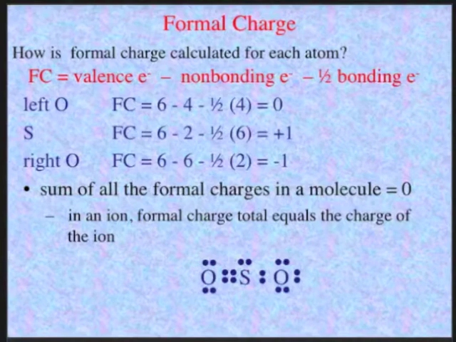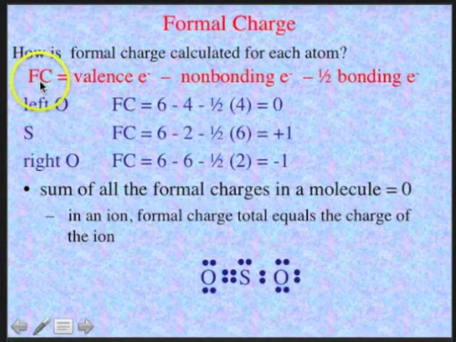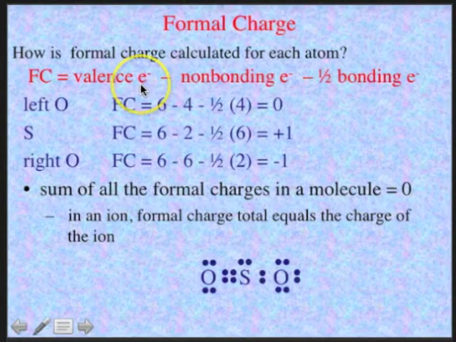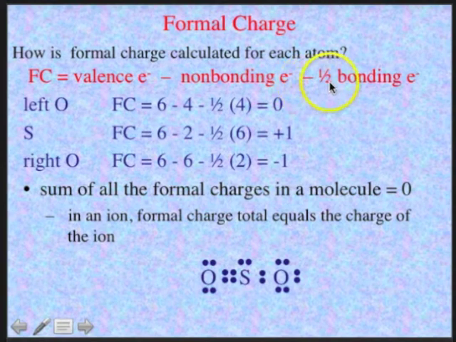So how is formal charge calculated for each atom in a molecule or ion? It's simple. Formal charge equals the valence number of electrons of that atom minus the non-bonding electrons that are on that atom, the lone pairs, if you will, minus 1/2 of the bonding electrons.